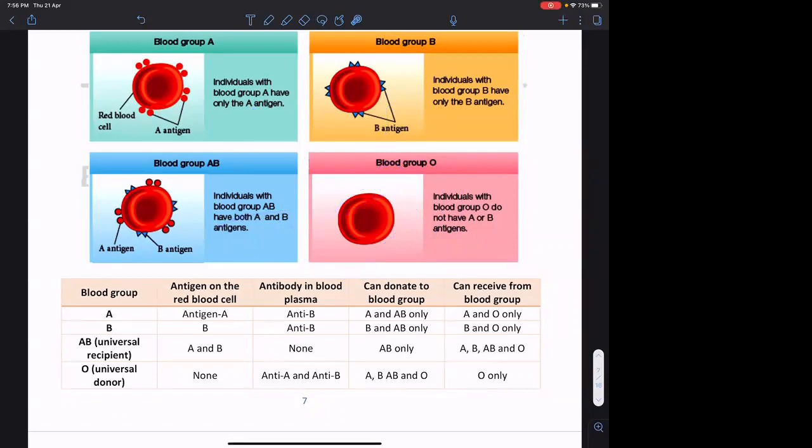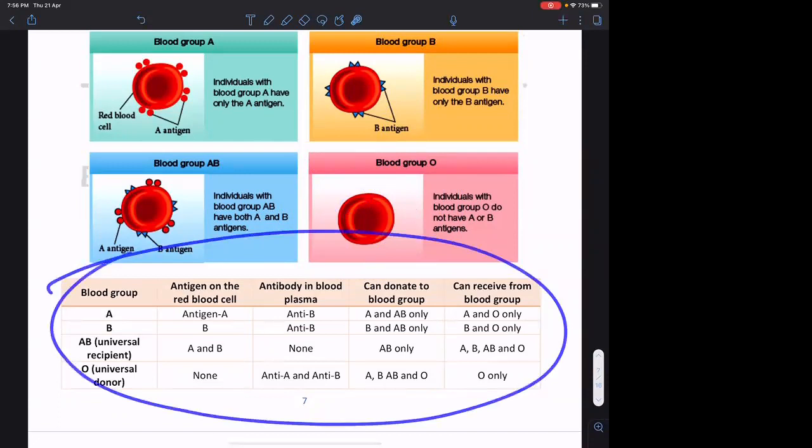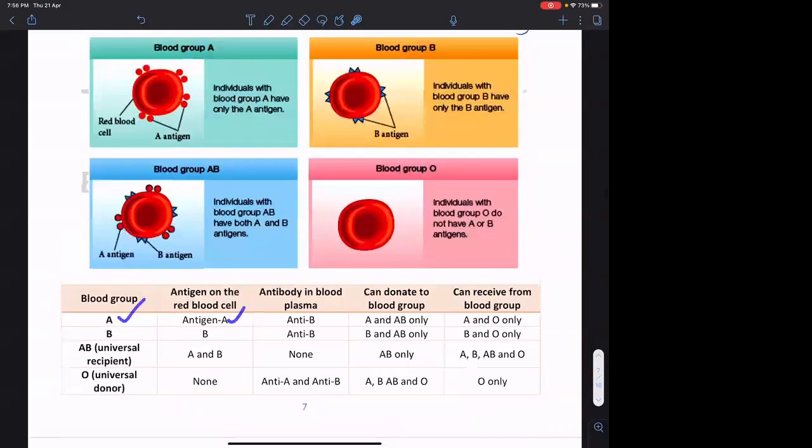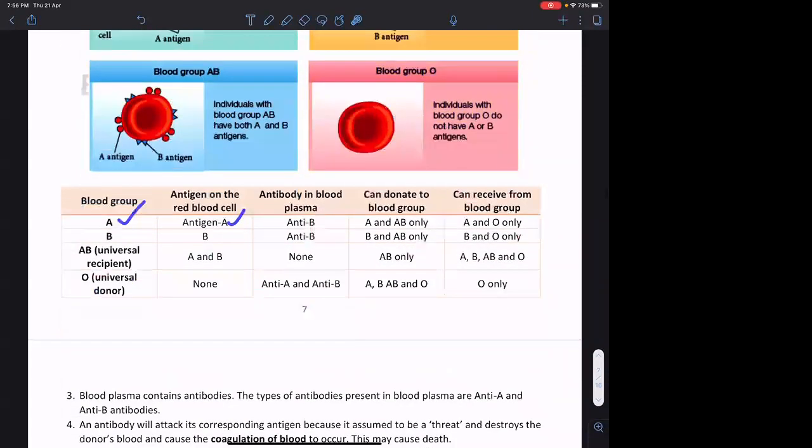O can only get back from O. So let's look at this table here. For blood group A, they have antigen A, which is the round red shape here. They have anti-B, they have antibody B. They hate B. So they can only donate to A and AB.